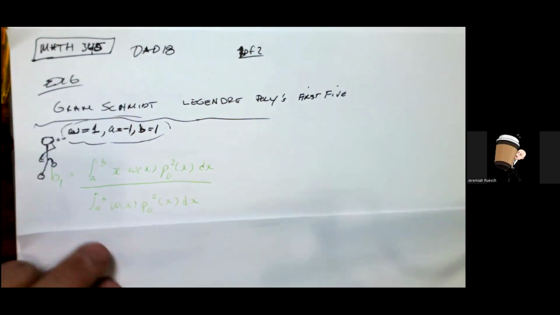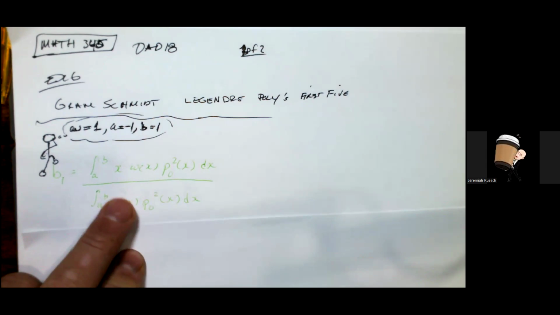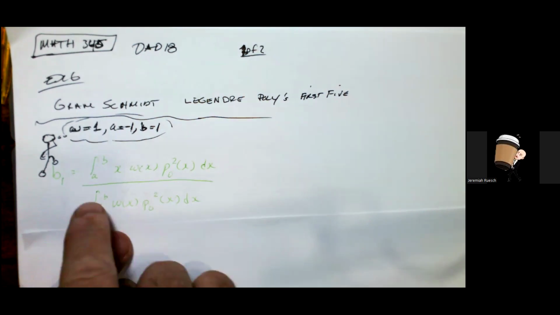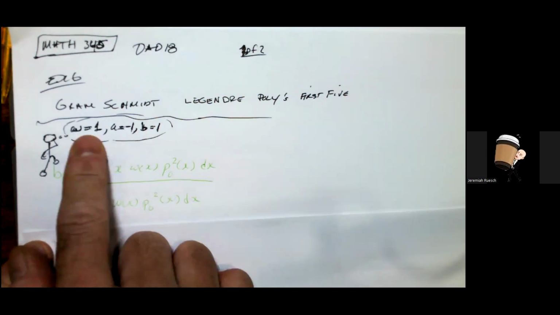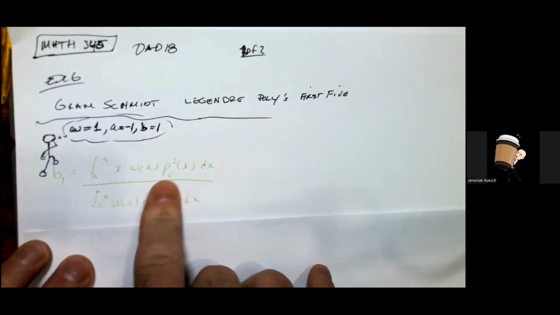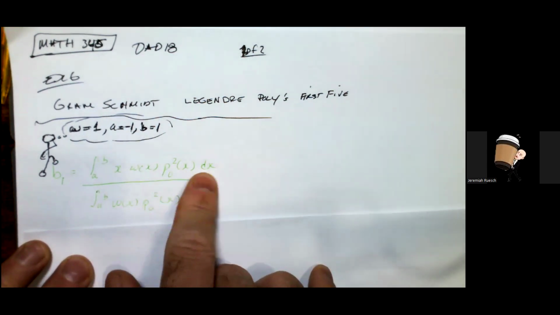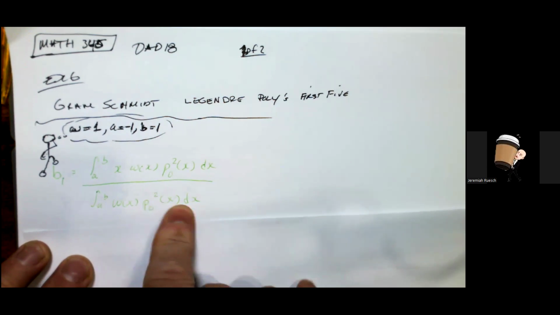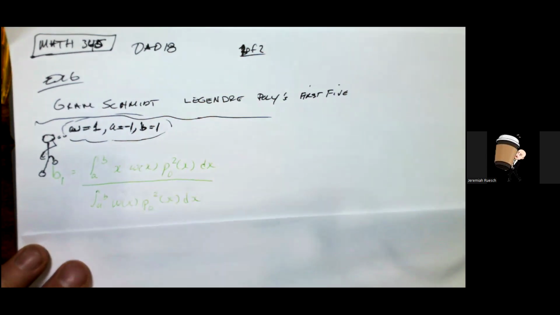Okay, so the b1, according to our theorem that we saw in the previous notes, we have the integral from a to b, which would be -1 to 1, of the weight function w(x) times x times p0(x) squared, over the integral from a to b of w(x) p0 squared. Okay, so that'll be our b1 term.